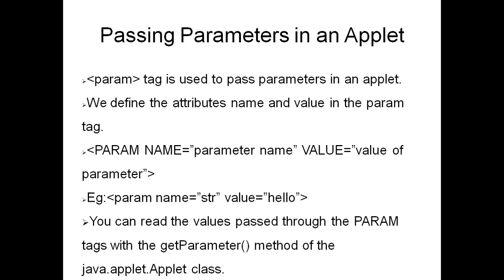So applet has got another method called getParameter. This method is present in the applet class, and it is available to you because you are extending the applet class in your program. So the getParameter method can be used in your Java code to retrieve the parameter. The getParameter method will return the value of the parameter. Inside the parenthesis of getParameter, you give the name of the parameter. So when you call the getParameter method, it will return the value of the parameter.